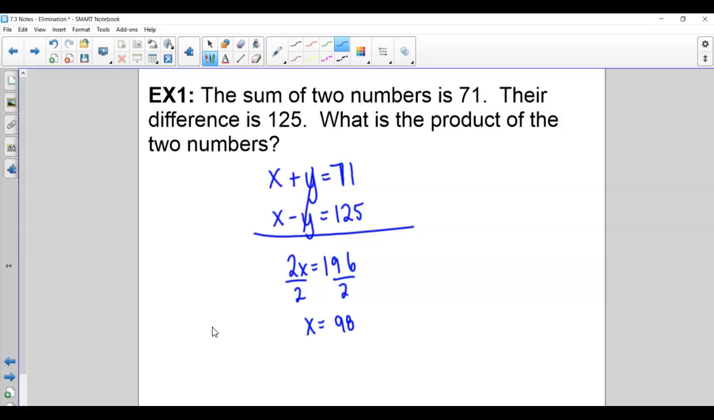We need to find y. How can we find it? Okay, Evan. We're going to plug in the x into either one of the first equations. I think I'll go with the first one. So 98 plus y equals 71. So I will subtract 98 from both sides. And when I do that, I'm going to get y equals negative 27.